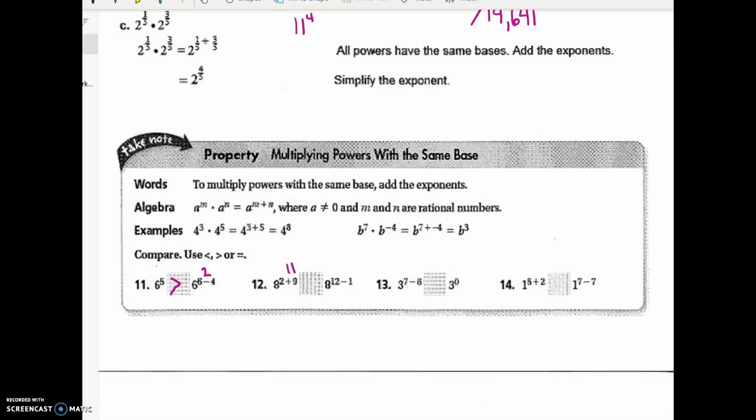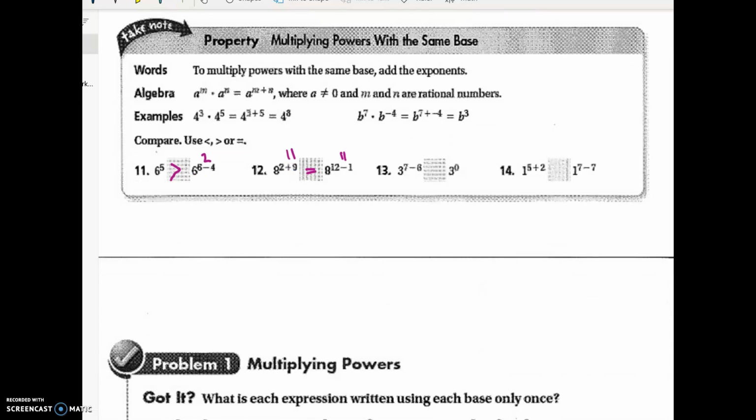This would give us 11 here. This would give us 11 here. They're equal to each other, and so on. So just getting a little practice with comparing. We're going to move on from that.